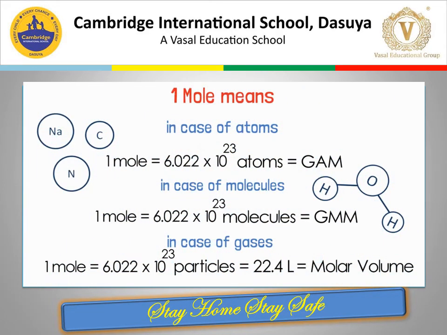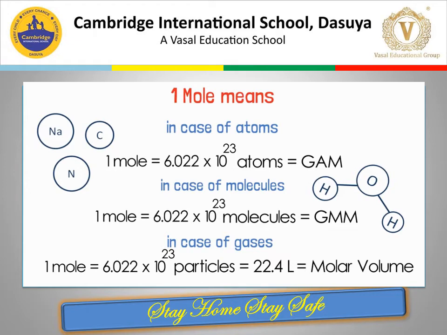Thus 1 mole means, in case of atoms, if we take 1 mole of atom, then it is equal to 6.022 × 10^23 atoms, and this is equal to gram atomic mass. For molecules, if we take 1 mole, then it is equal to 6.022 × 10^23 molecules, and the weight of this one in gram is equal to gram molecular mass.